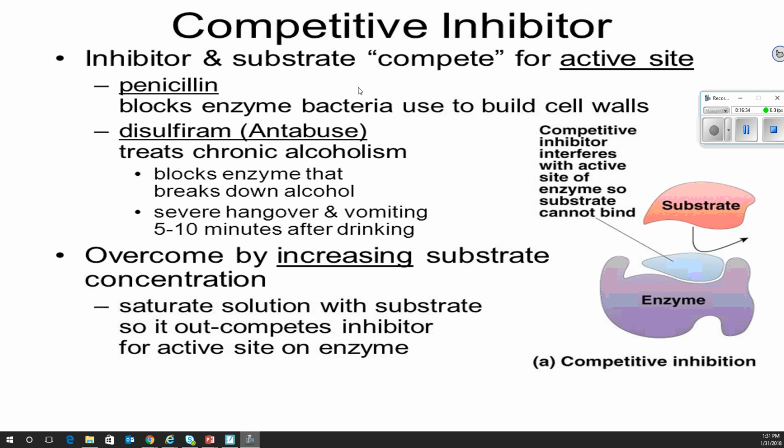And these are some examples. Inhibitor substrates compete for active sites. Penicillin blocks an enzyme bacteria use to build cell walls. Antabuse treats chronic alcoholism. It blocks the breakdown of alcohol, and it causes severe hangovers and vomiting 5 to 10 minutes after drinking. This is overcome by an increased substrate concentration. Saturate the solution with substrate so it can outcompete the inhibitor for the active site. That's how you overcome a blocking.